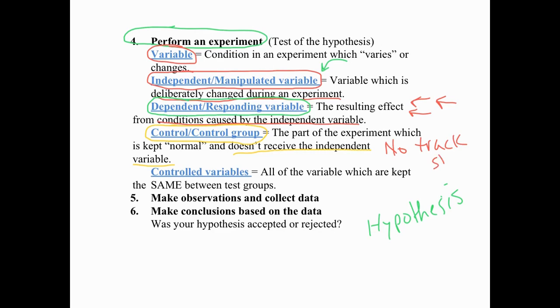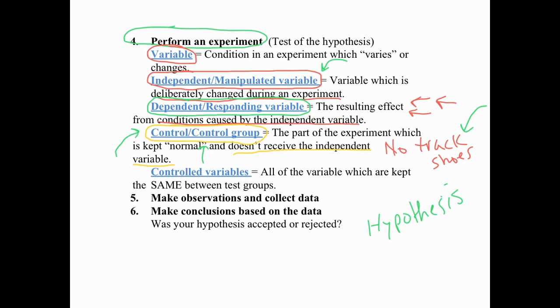No track shoes. We got to make her run in tennis shoes. Because if we don't, how will we ever know if the track shoes made her faster than if she's not wearing track shoes? So when she doesn't wear track shoes, that is the control group. Same thing with the flowers. We gave some flowers orange juice and we gave the other flowers water. The flowers that just get water, that's the control group.